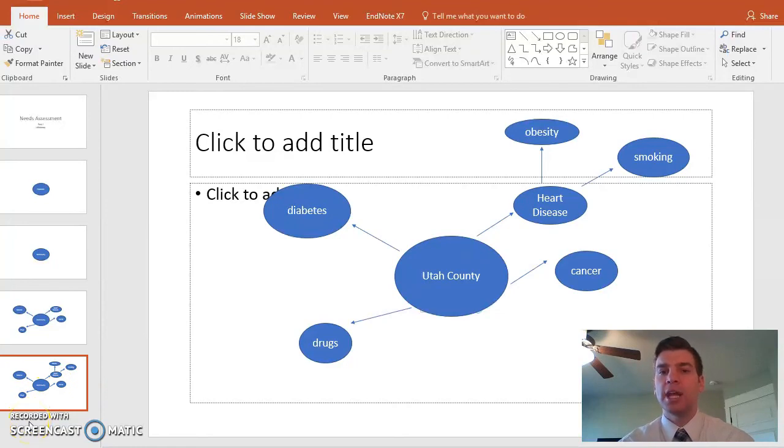This is something that'll change. Your target behavior as you get into the research may change. You may add more things to your mind map. That's just fine. But get a good start understanding the actual causes of the leading causes of death within your population.